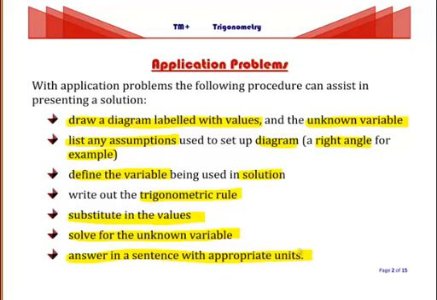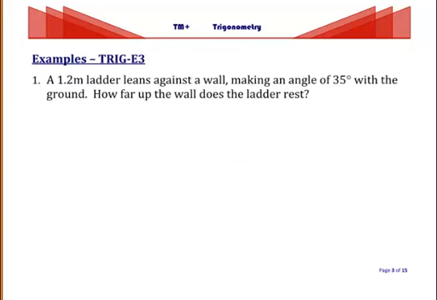Now the key with these is definitely that diagram. The diagram forms a part of your solution and will be marked. So let's look at the first example. A 1.2 metre ladder leans against a wall, making an angle of 35 degrees with the ground. How far up the wall does the ladder rest?